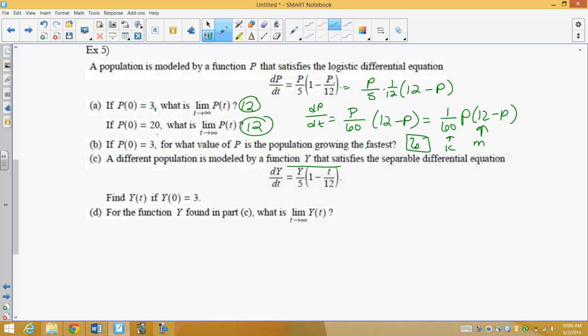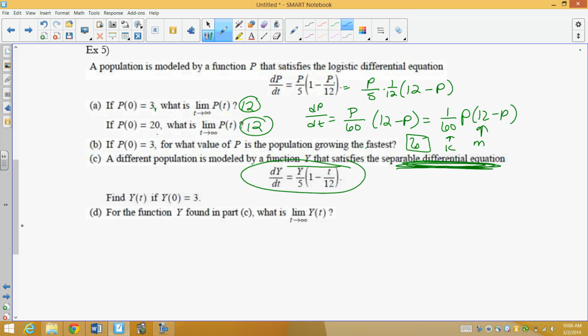A different population is modeled by the function y that satisfies the separable differential equation. We did those with slope fields right here. Find y of t if y of 0 equals 3. So this is asking you to do separation of variables, get it in a y equals form, using the initial condition 0, 3. So hit pause, try and separate the variables and solve, and then come back.